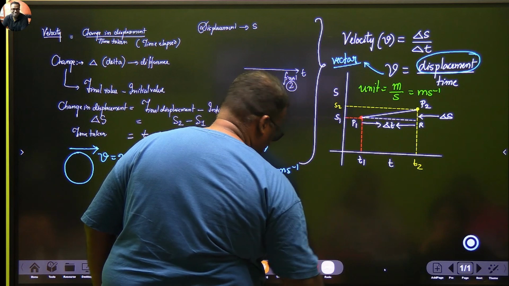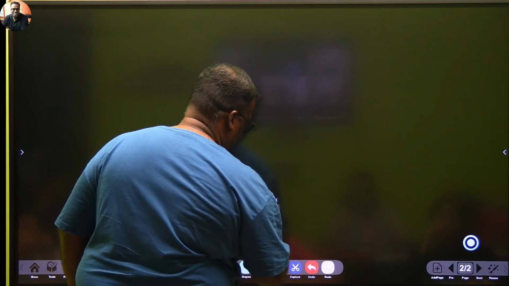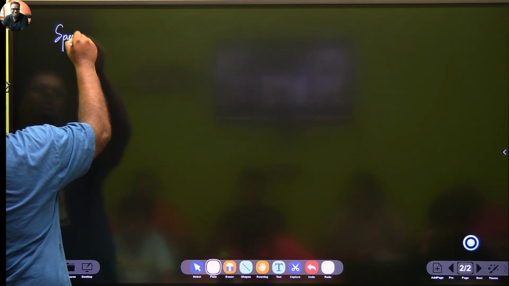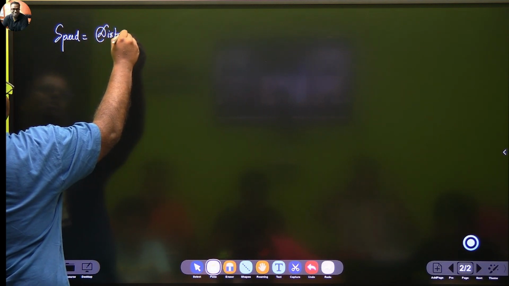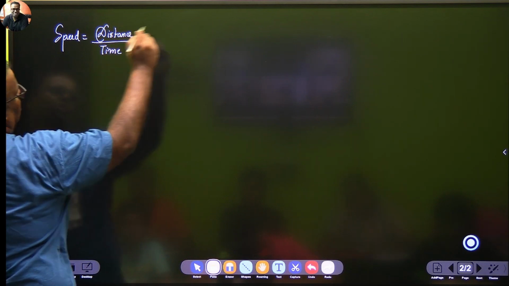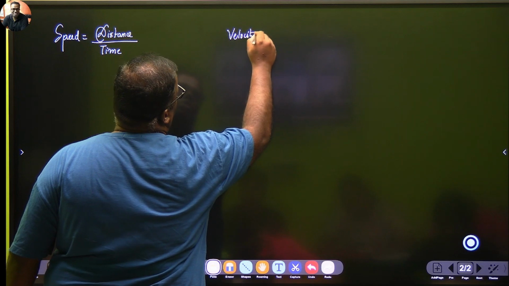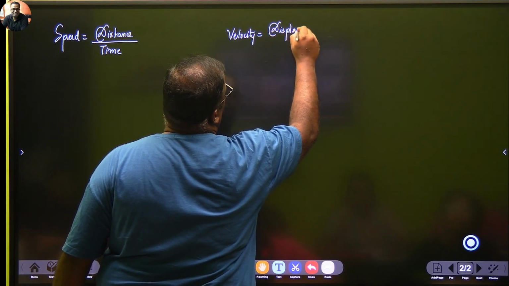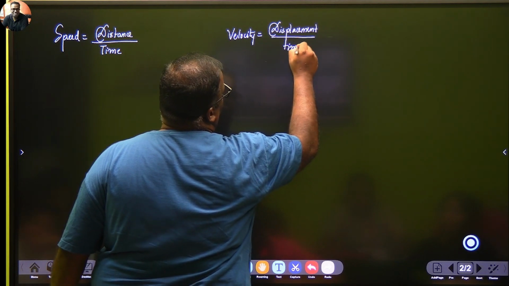Okay. So let's go one more slide now. Now, let's see what all we understood. Previously, we had read about something called speed. What was speed? Distance, that is the change in distance or distance traveled over time. Now, parallelly start looking at velocity. Velocity is displacement over time. Have you understood?